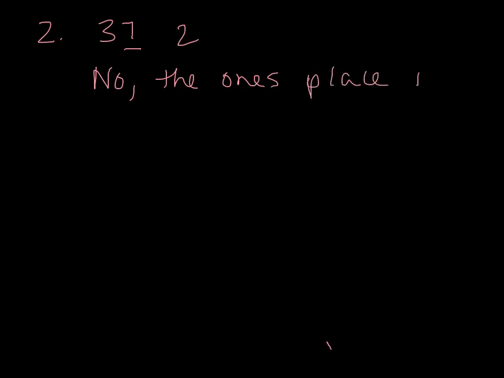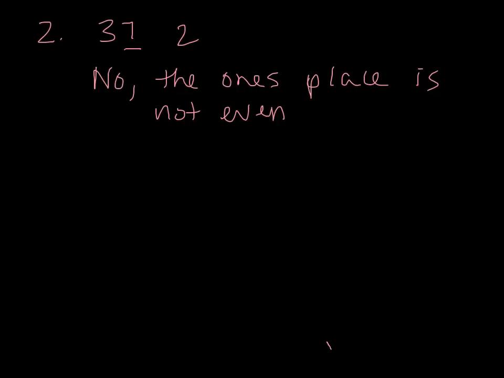Number 2 asks, if the first number is divisible by the second, explain. Okay, so is 37 divisible by 2? So again, we go to our divisibility test, and we say, is the ones number even? Nope. So we know it is not divisible by 2 because, and it says explain, because the ones place is not even. So I know that it is not divisible by 2.